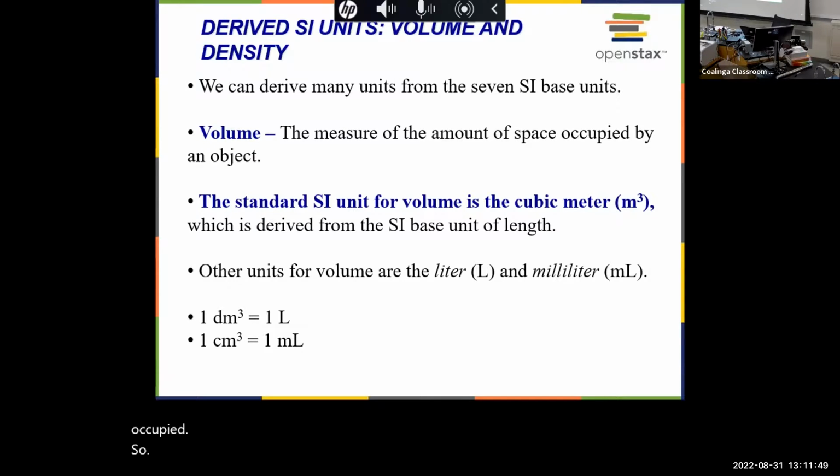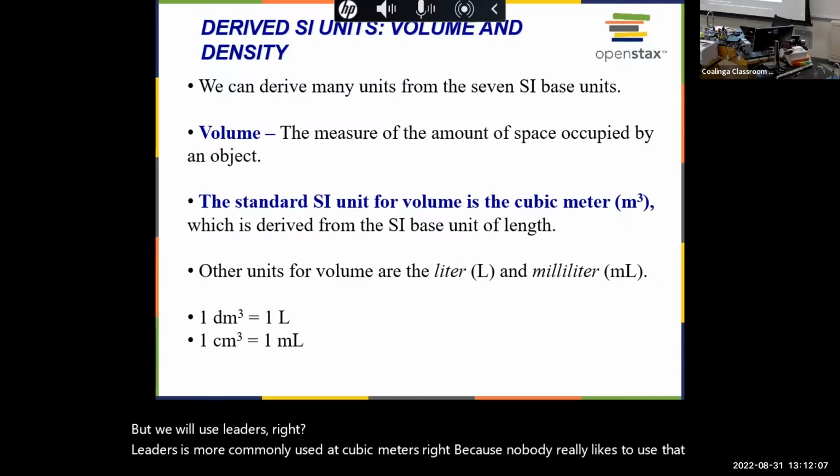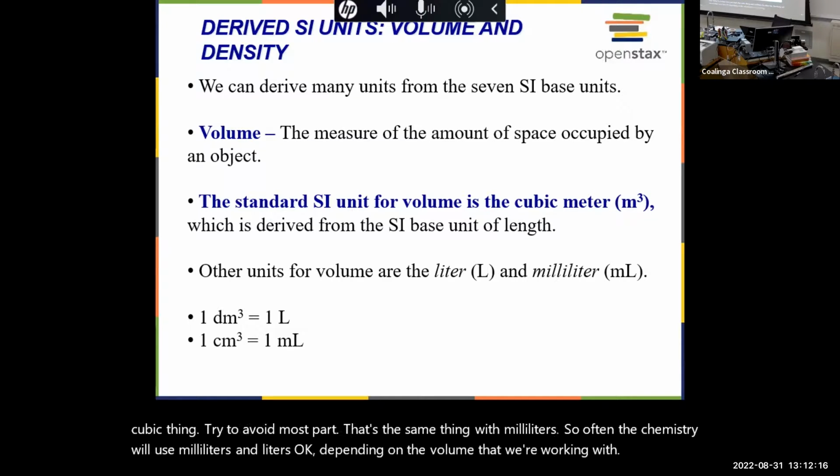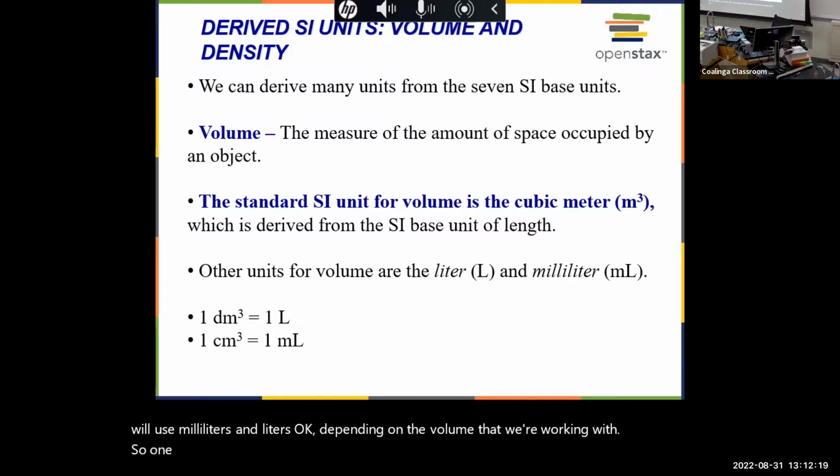Okay, so the SI unit for volume is cubic meters, but often we will use liters. Liters is more commonly used than cubic meters, right? Because nobody really likes to use that cubic thing. It's the same thing with milliliters. So often in chemistry, we'll use milliliters and liters. So 1 cubic decimeter is equal to 1 liter. 1 cubic centimeter is equal to 1 milliliter.